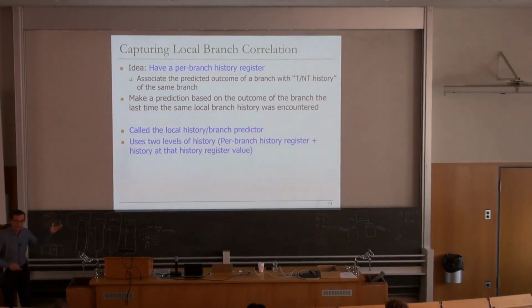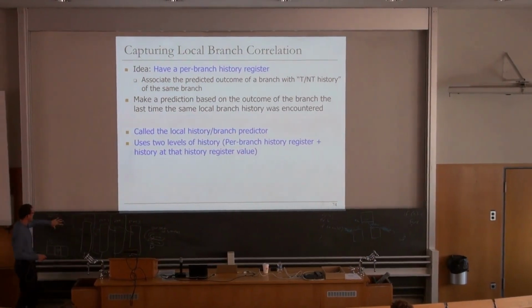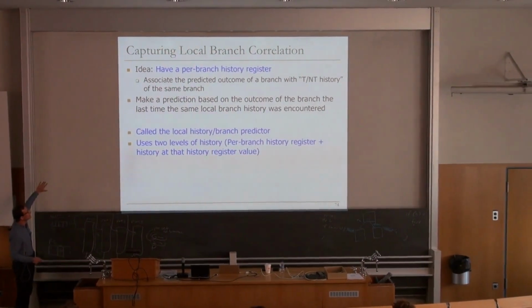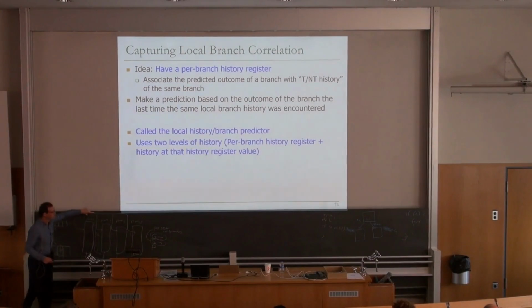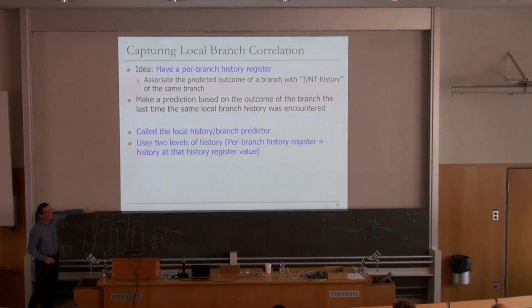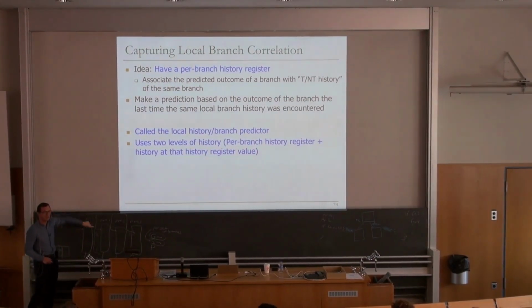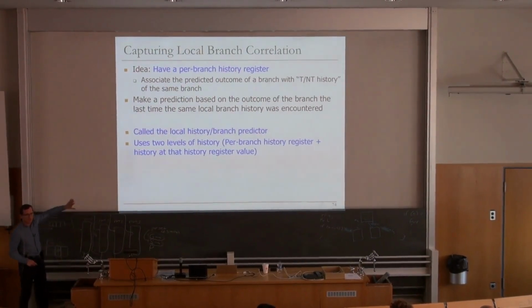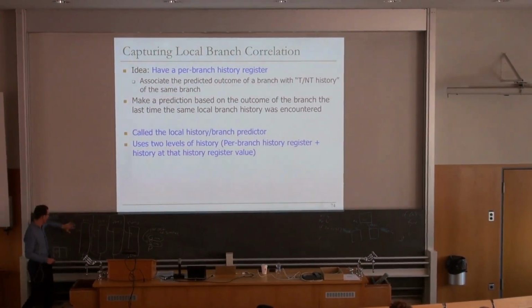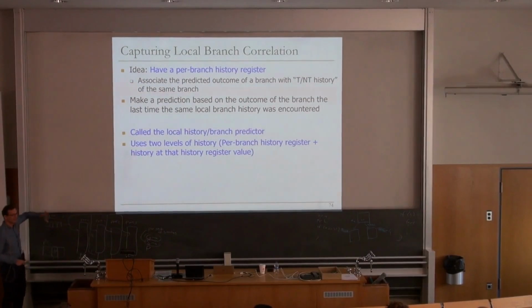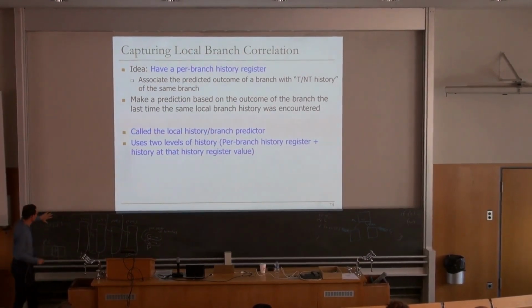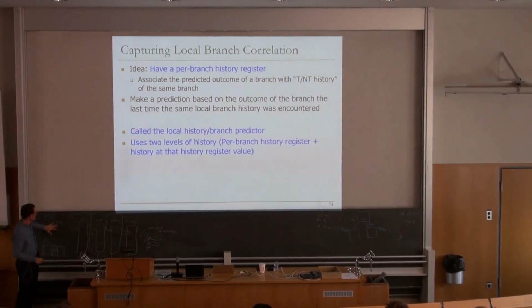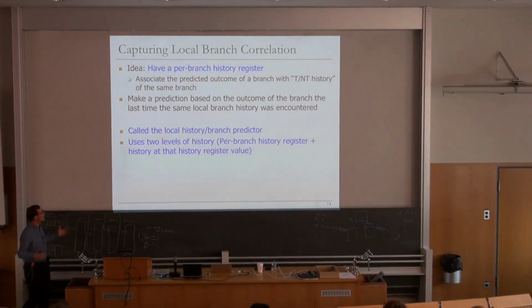It uses 2 levels of history again. Basically, you have a per branch history register, not a global one, but a per branch. And you also store the history at that history register value. Basically, you still have 2-bit counters, or you could have 3-bit, or you could have 1-bit, right? Because you may actually have the same behavior, like not interference, but hysteresis behavior, as we've seen before. So that's why it's 2 levels of history.